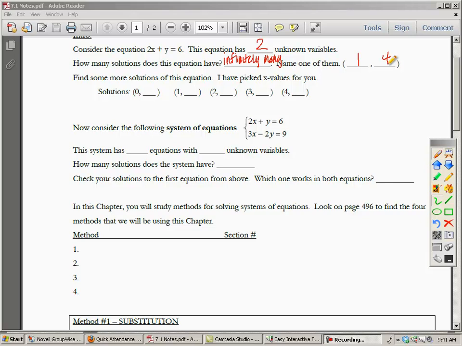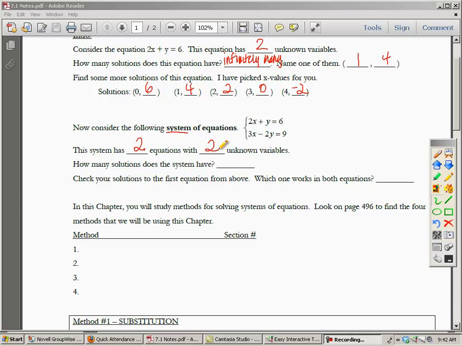Now we're looking at other points, and I'm doing this so that we can see how it works if I add another equation. But take a second and plug in these points. Plug in the x, find the y. You should get (0, 6), (1, 4), (2, 2), (3, 0), and (4, -2). Okay? Now we're going to add another equation, 3x minus 2y. This is called a system now because there are multiple equations. So we have two equations, still the two unknowns for x and y.